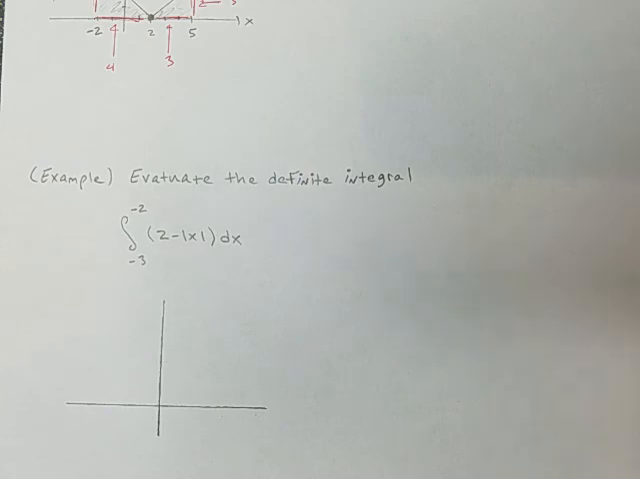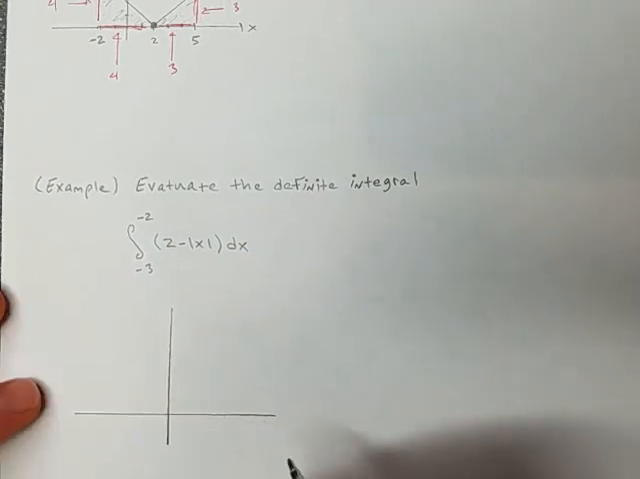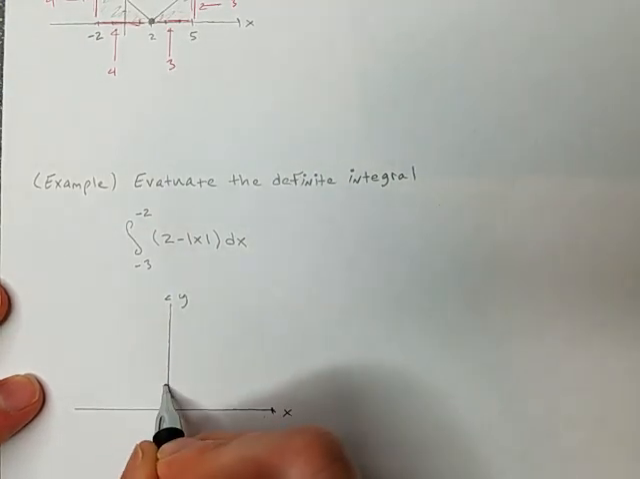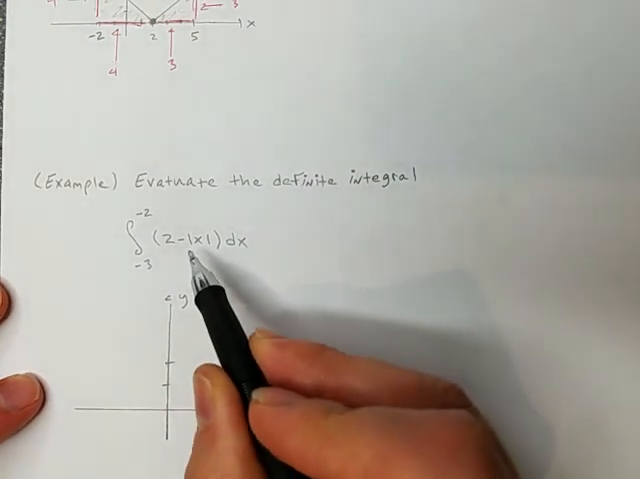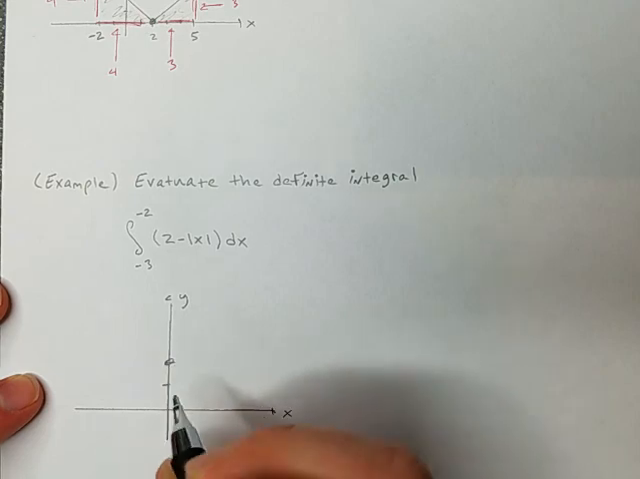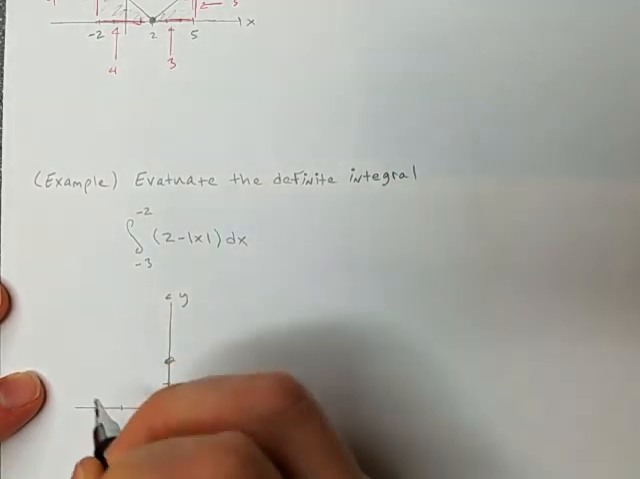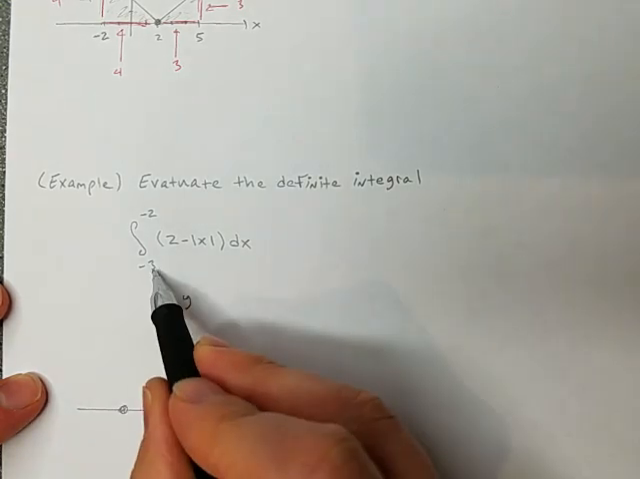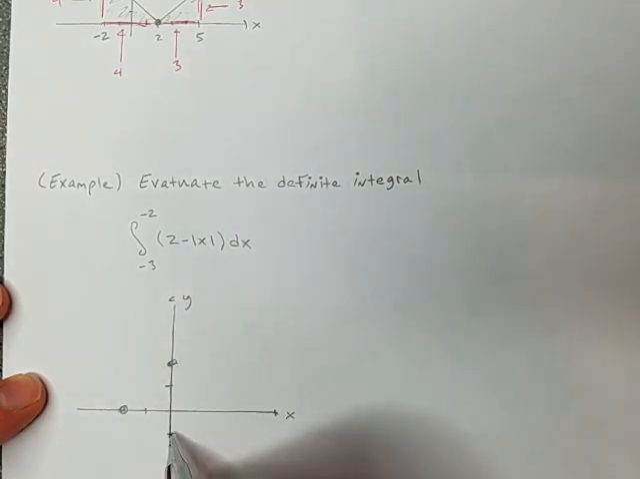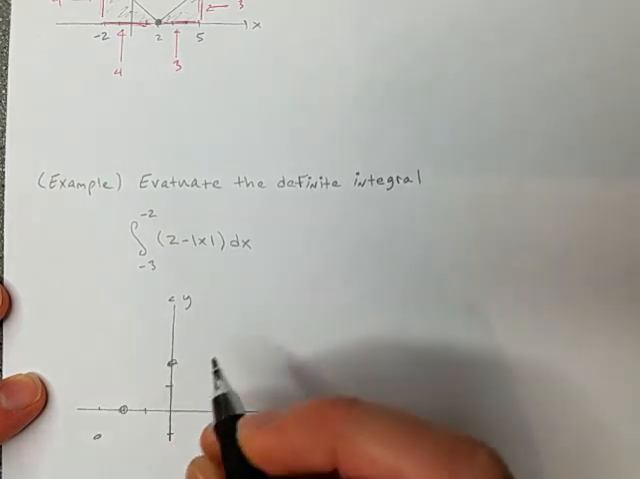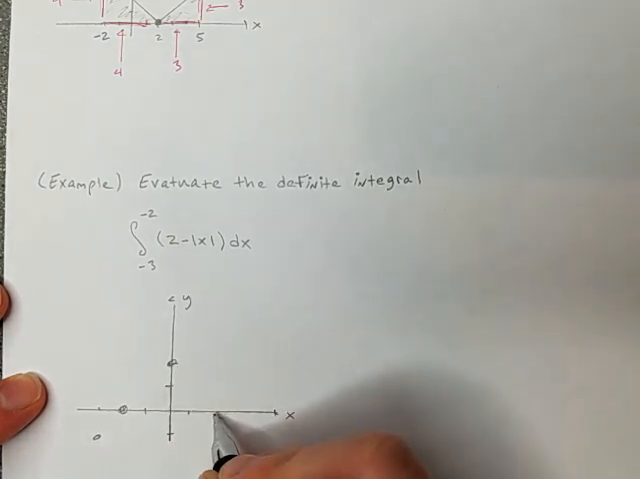All right, so let's see. I've got the x-axis and the y-axis. Let's see, 1, 2. Okay, so when x is 0, y is 2, so I've got this point. And when x is negative 2, y is 0. And when x is negative 3, y is negative 1. So I'll get something like this.